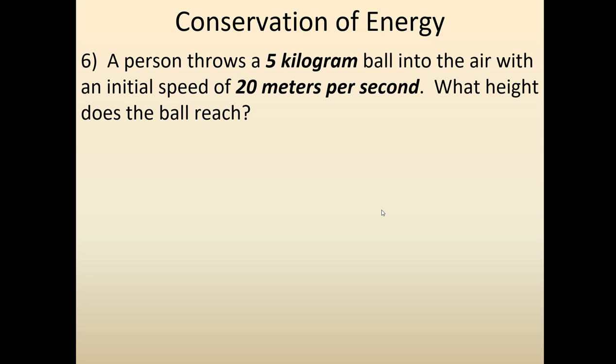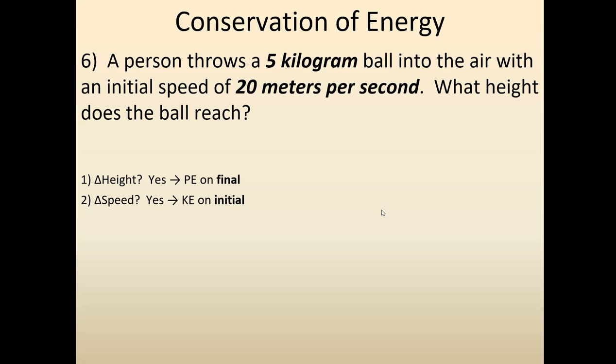All right, so we have a person throwing the ball up in the air with an initial speed. Is there a height change? Yes. It's going to end up at some height, so it's going to end with potential. Is there a speed change? Yes. It's going to start with an initial speed, and when it reaches that max height, we know it comes to a stop. Like it has zero velocity. So we have kinetic energy on the initial.